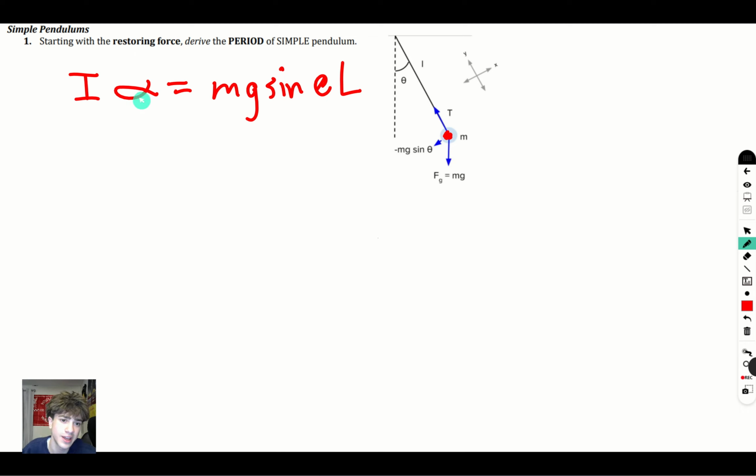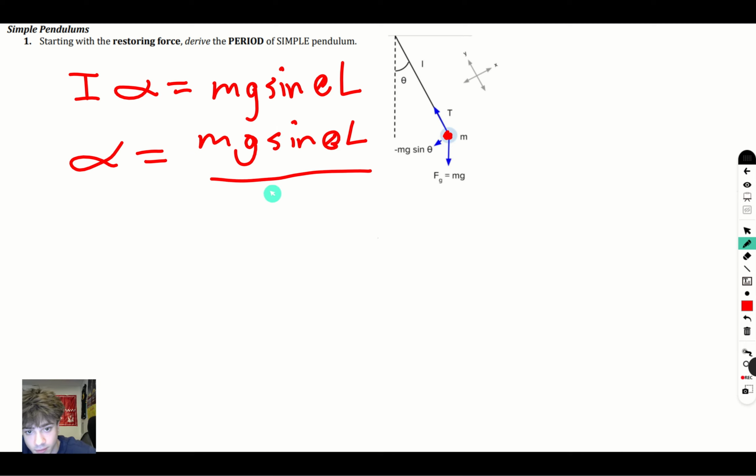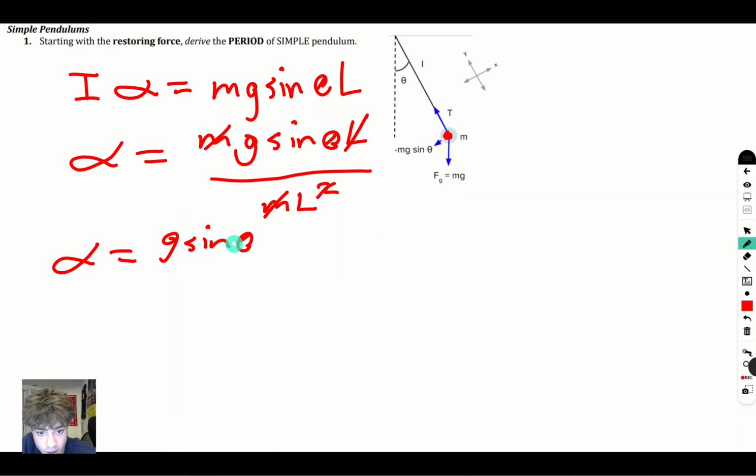Now we want to get our alpha on its own, so we're going to divide both sides by inertia, and since we have a point mass here, we know that the inertia of a point mass is simply mL squared, so we can rewrite inertia as mL squared in the denominator. From here we can cancel out some terms, get rid of one L, get rid of the m's, and we'll get that alpha is g sine theta over L.